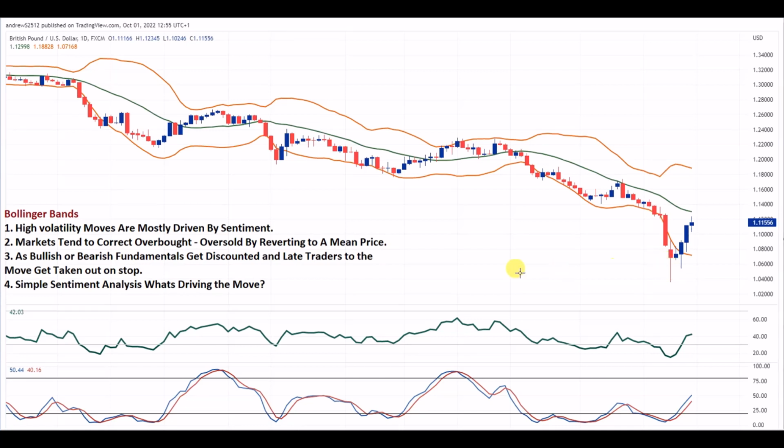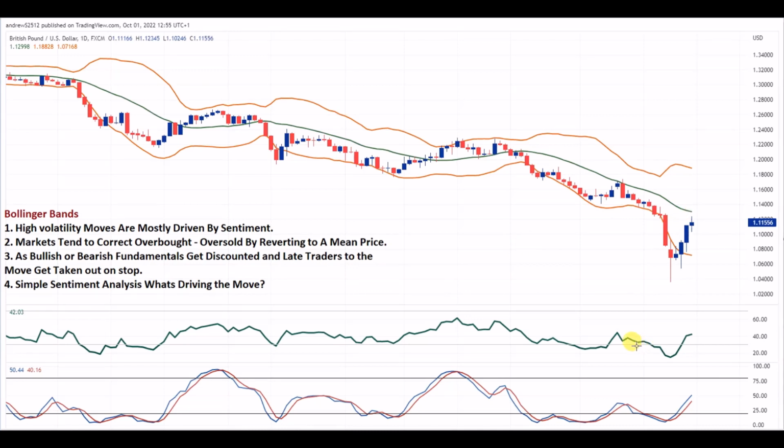Now, when you get a highly volatile move driven by sentiment, or a large part of it will be driven by sentiment, markets tend to correct overbought or oversold. Obviously, on this chart, the pattern was oversold, corrected by reverting to a mean price. A mean price in Bollinger Bands is the green line. It's a 20-day moving average, so it smooths out short-term fluctuations. So when prices get pushed away too far from the mean, they will tend to revert.